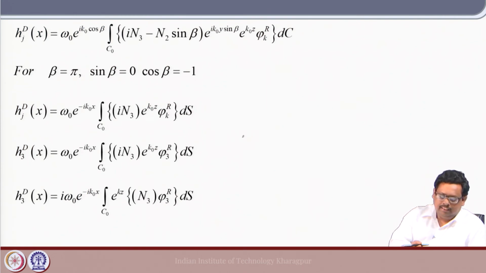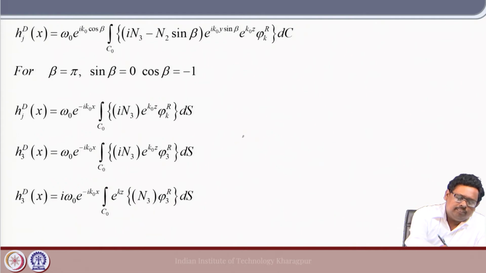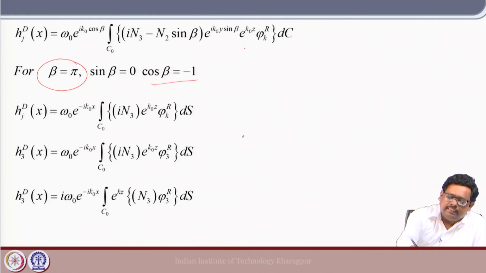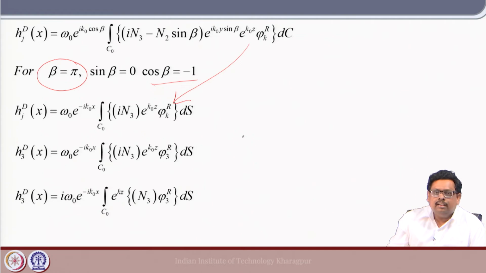Well, now let us take a special case. I take beta equal to pi. Then sin beta goes to 0 and cos beta goes to minus 1. So this equation I can see this way: h d equals omega 0 e to the power minus i k 0 x into i into n 3, because n 2 has sin beta so it goes to 0, and then y 0 cos beta sin beta also goes to 0. So, this expression.